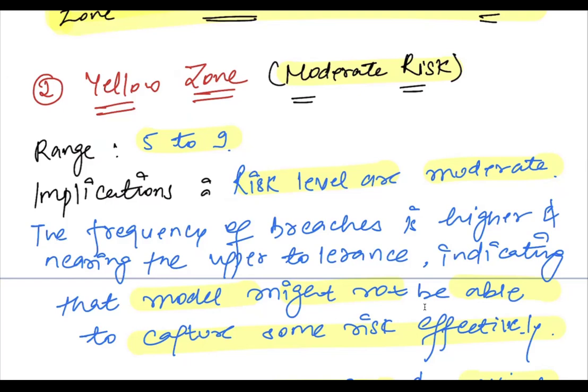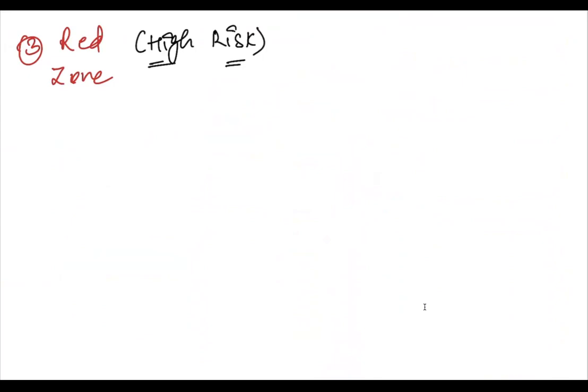Now the last is your red zone, which is a high risk zone. Red zone is nothing but a high risk zone. So what do I mean by high risk? Here, what is the range? The range is greater than 10.